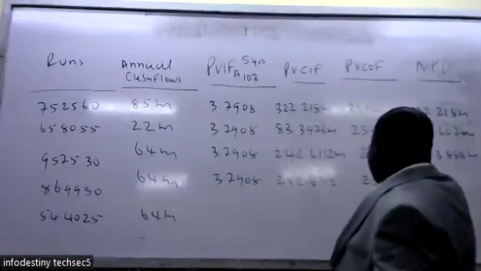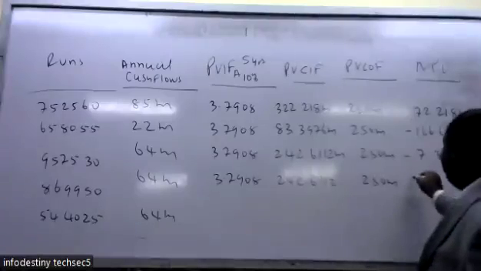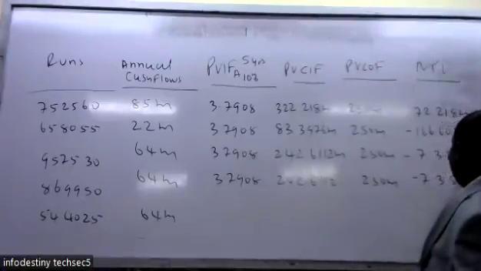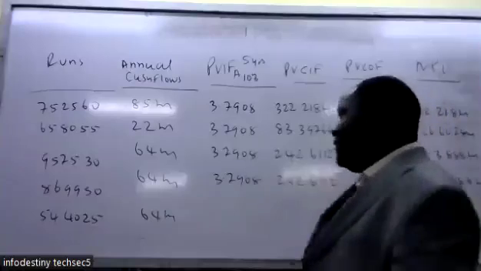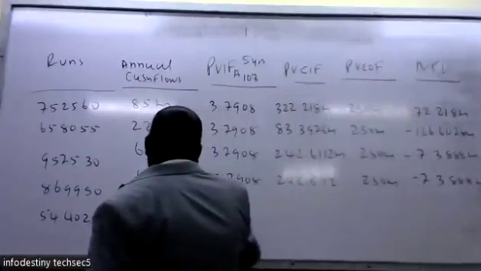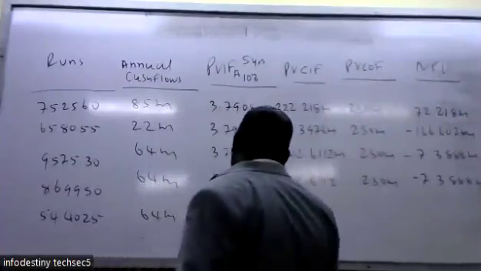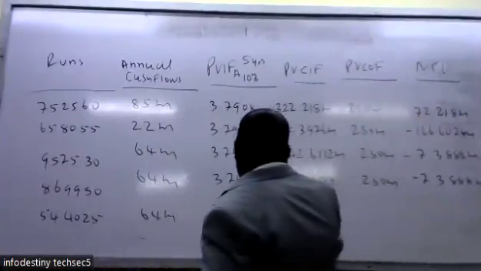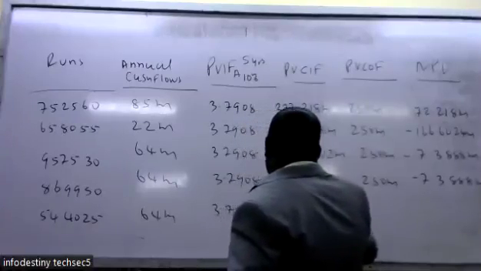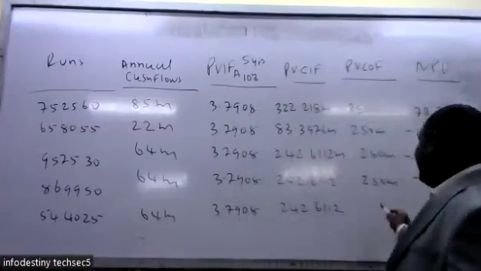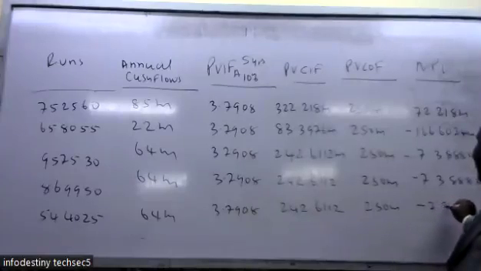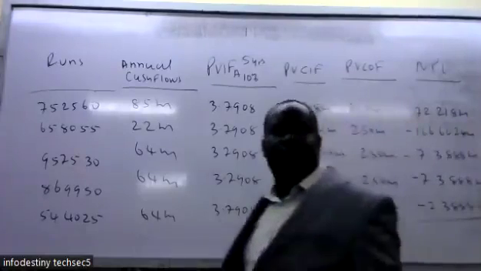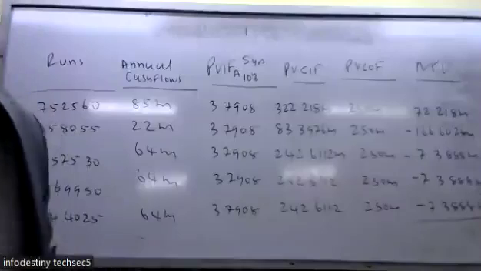So 250. So this one is still negative what? 7.388. And this one is still 3.7908. So you are still having 242.6112, and here negative 7.388. So add them together to give us the total NPV.